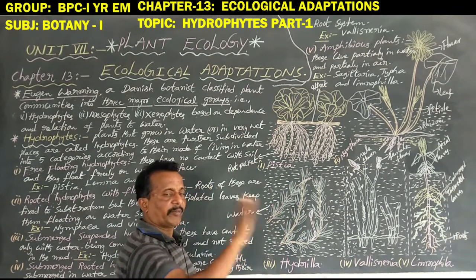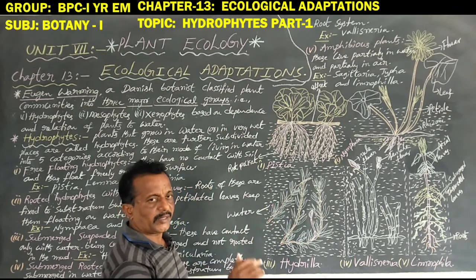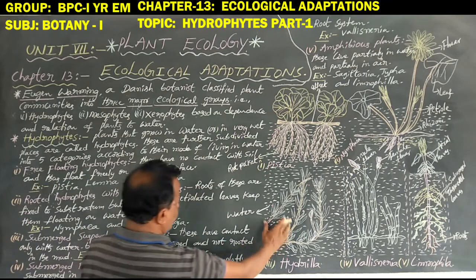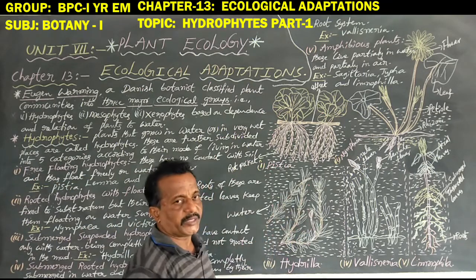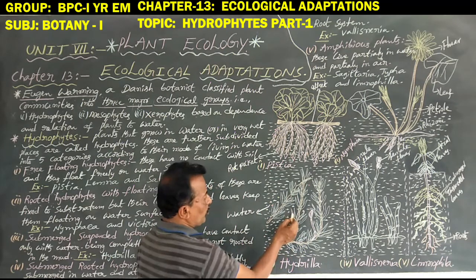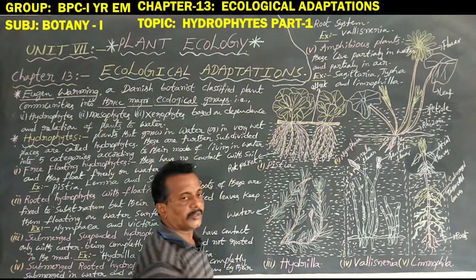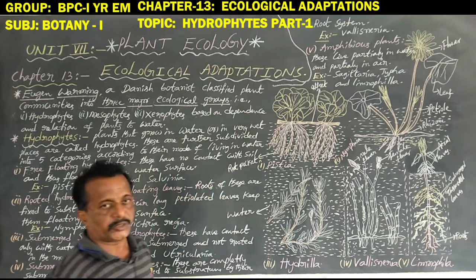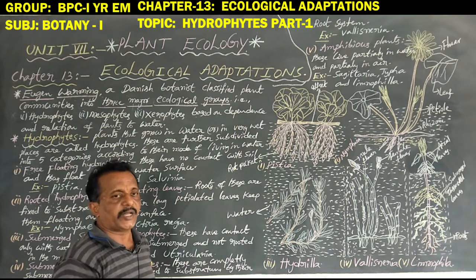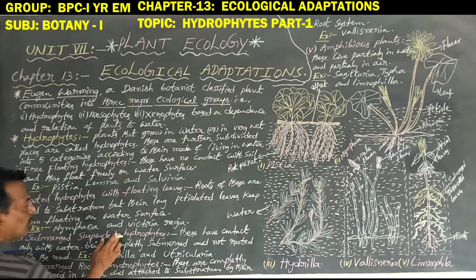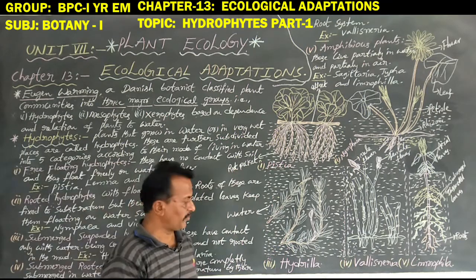They remain suspended at the bottom of the water and are not rooted in the mud. There are no roots present in Hydrilla. After some time, some of the leaves are modified into branched roots. In the early stage, Hydrilla does not contain roots. That is submerged suspended hydrophytes.